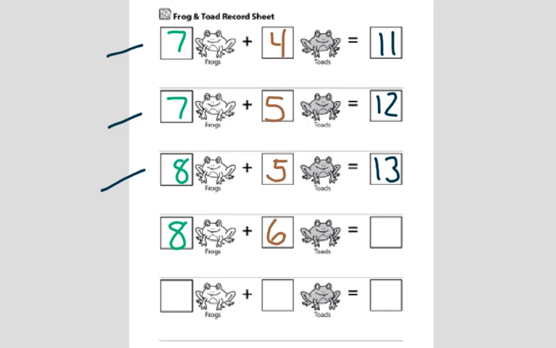8 plus 6 is 14. If we look at yesterday's number sentence, our frogs are the same. Yesterday we had 5 toads. Today we have 6 toads. That means we have 1 more toad today than yesterday. So if 8 plus 5 is 13, then 8 plus 6 is 14. We have 1 more number sentence for this collection sheet, so we'll fill that out tomorrow.